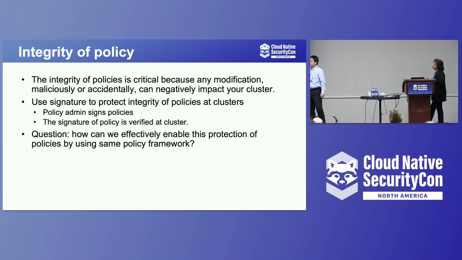Okay. Hi, I'm Yuji Watanabe from IBM Research. As Jay mentioned, policy is a really important piece. So the integrity of policy is really important. If the policy is compromised, the total cluster has the damage. So the approach to protect the policy is a signature. By using a signature, we can check the policy integrity and control who can define the policy.